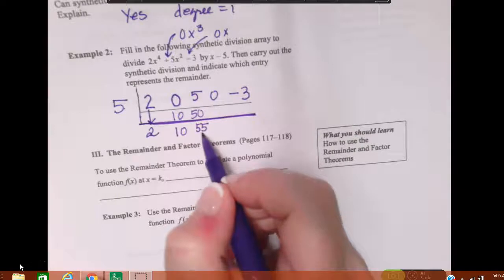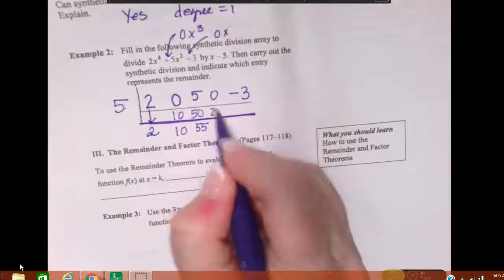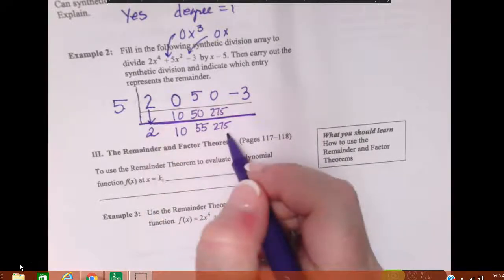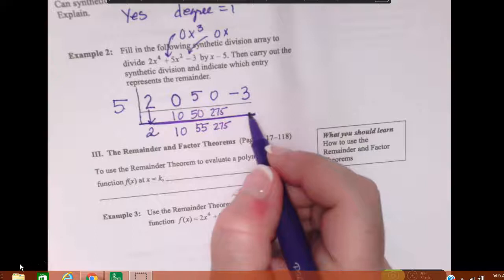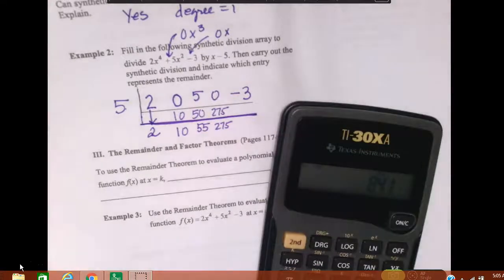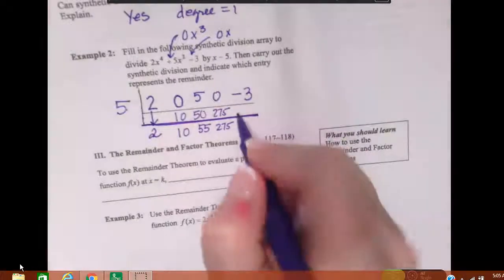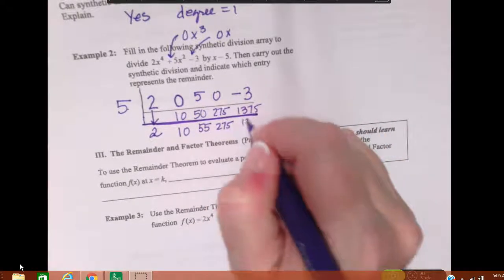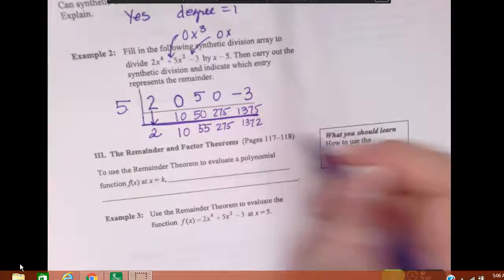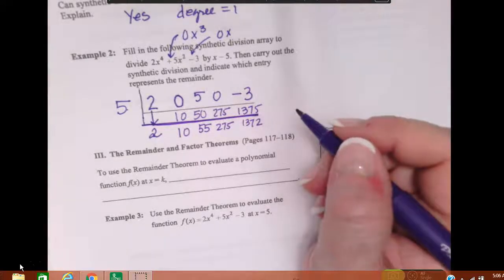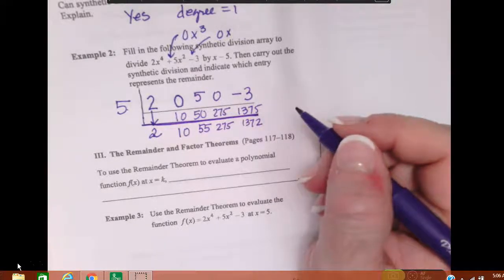5 times 55 is a big number, 275. Add them up. And 5 times 275 is 1,375. So if we add -3, then we get 1,372. So that is the remainder, which tells me these do not divide evenly.